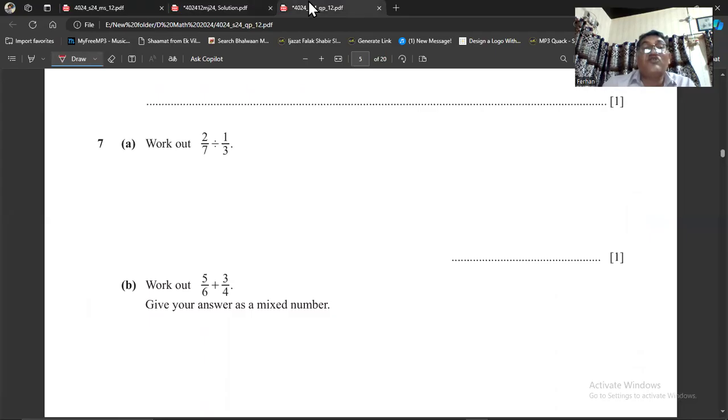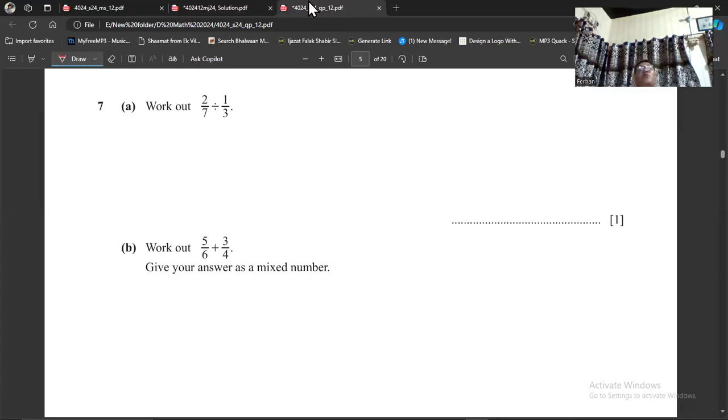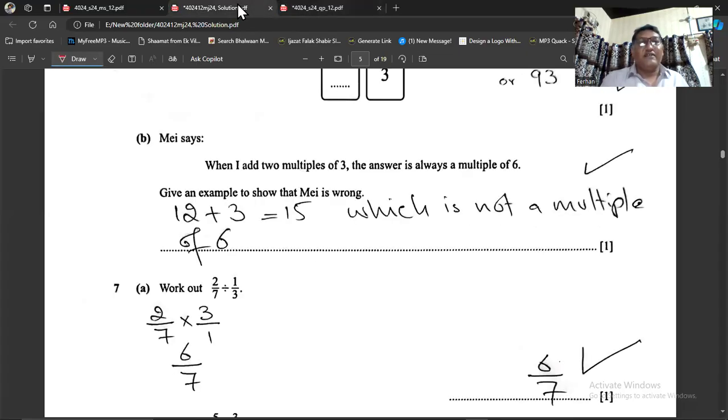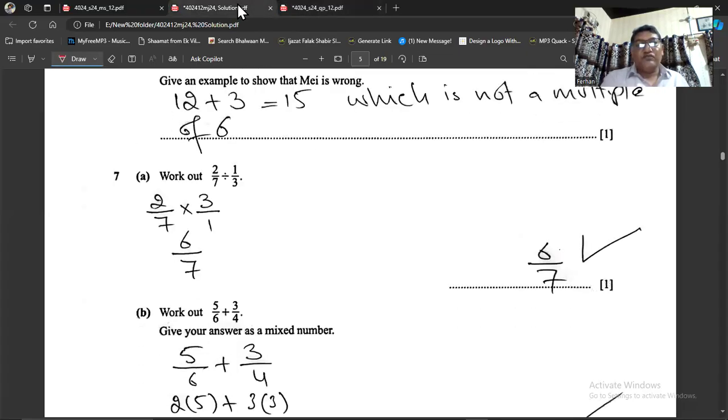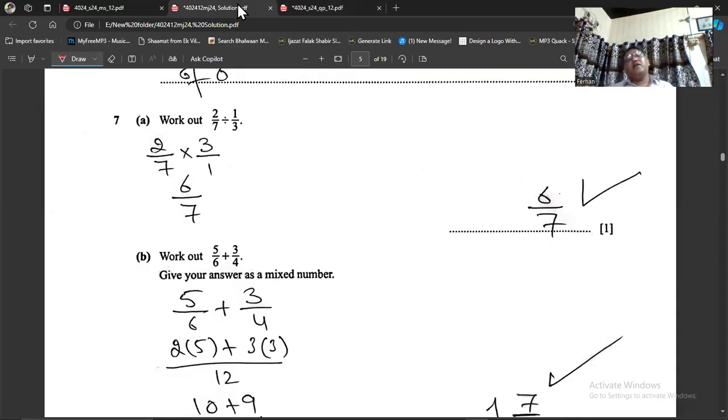Then next question, question number 7, it's A part where we have to work out 2 by 7 divided by 1 by 3. So there are 2 fractions which are dividing with each other. So what I will do, I will convert this divide sign into multiply sign. And what will happen? The fraction which is after the divide sign, that will reciprocate. So let me show you. Okay, so 2 by 7 multiply 3 by 1.